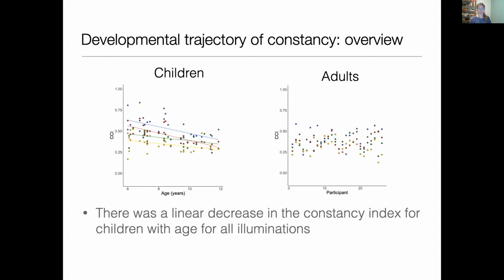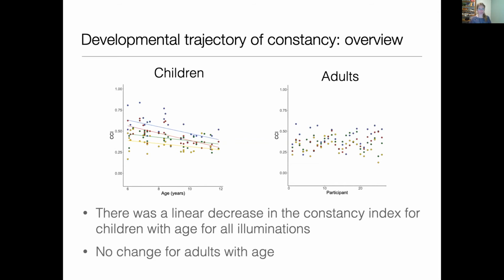We found that there was a linear decrease in the constancy index for children with age for all illuminations, but there was no change for adults. So basically, constancy decreases linearly from 6 to 11 years.